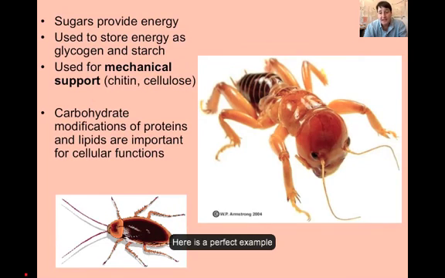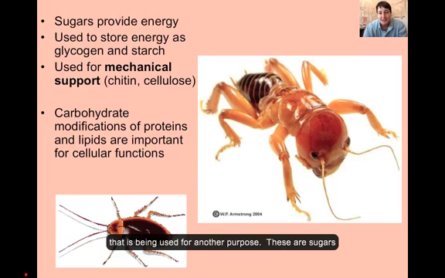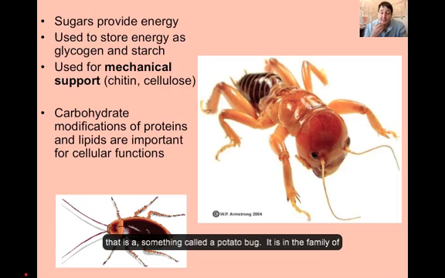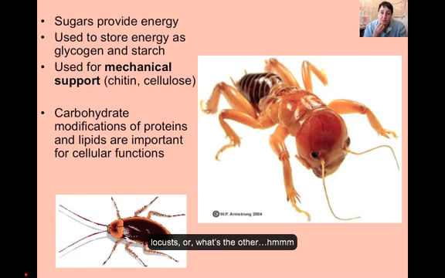Here's a perfect example of energy that's being used for another purpose. These are sugars that are used for mechanical support. Chitin and cellulose are both very rigid. On the picture on the right, that is something called a potato bug. It's in the family of locust, or what's the other bug that I'm thinking of?